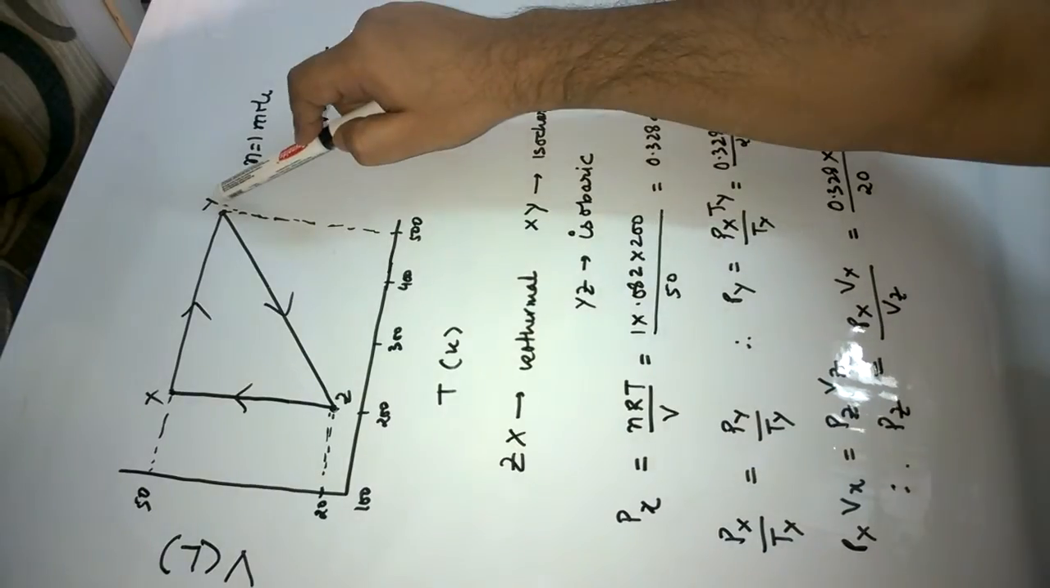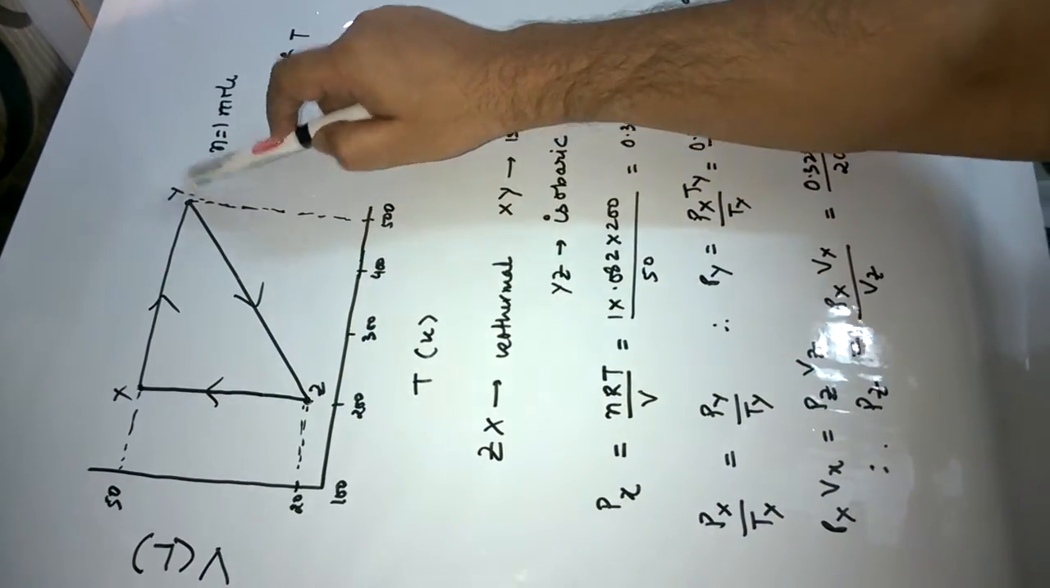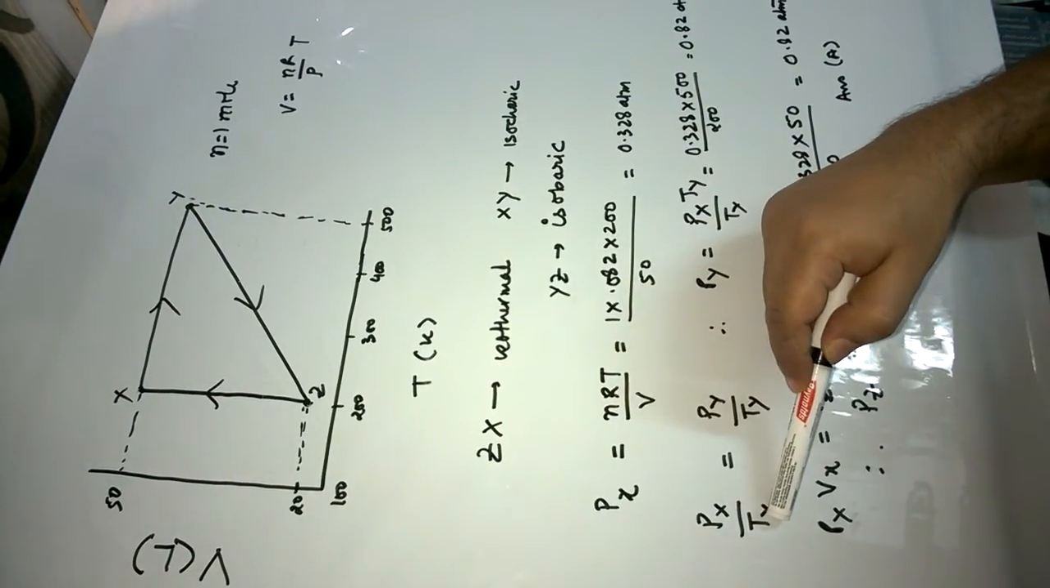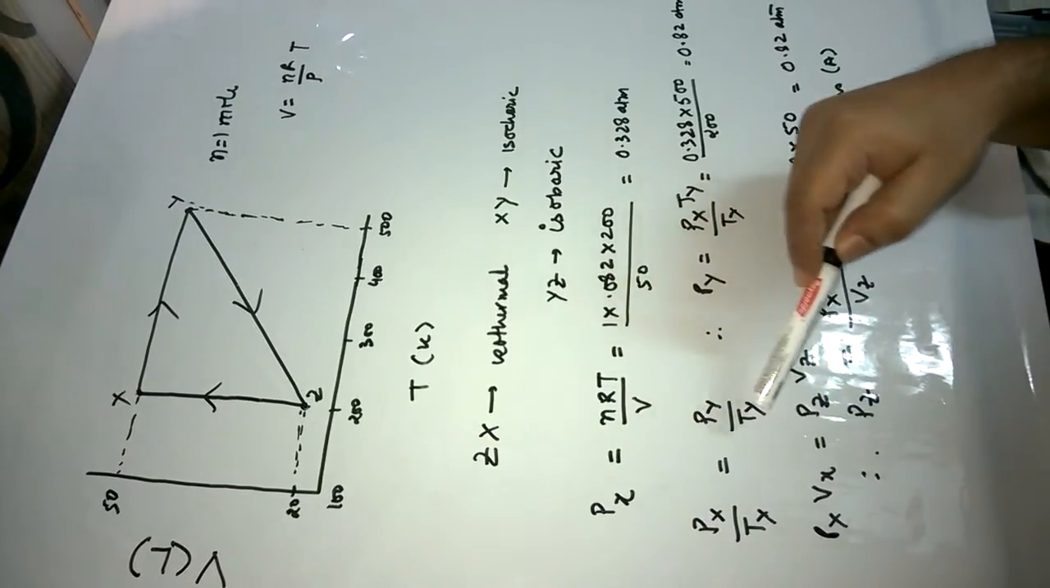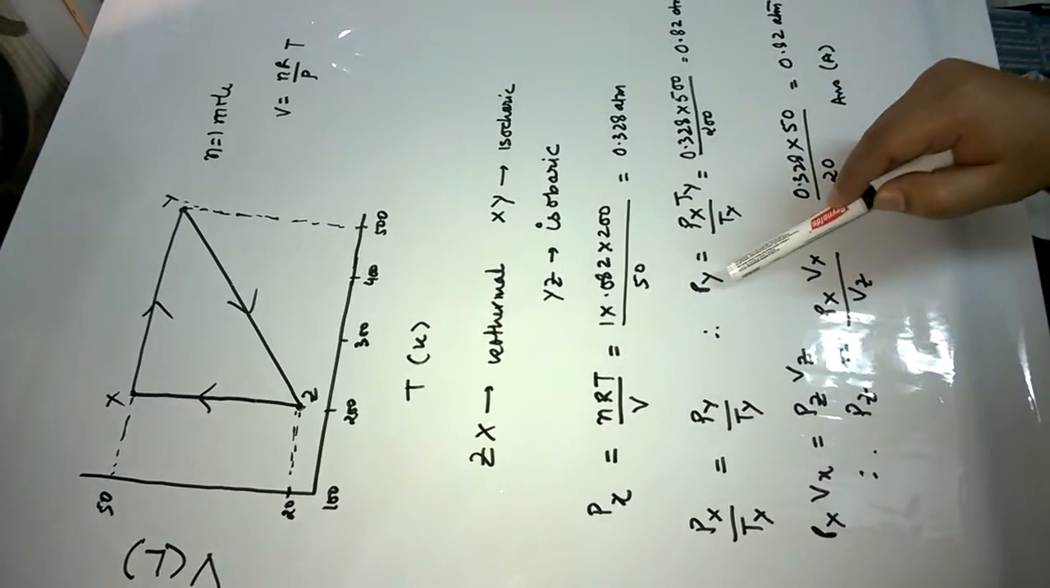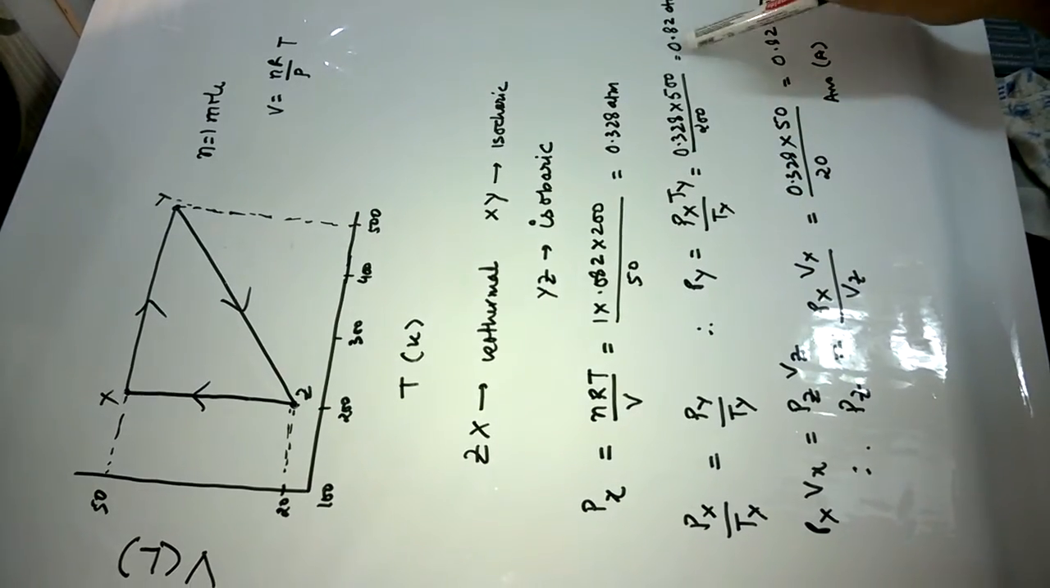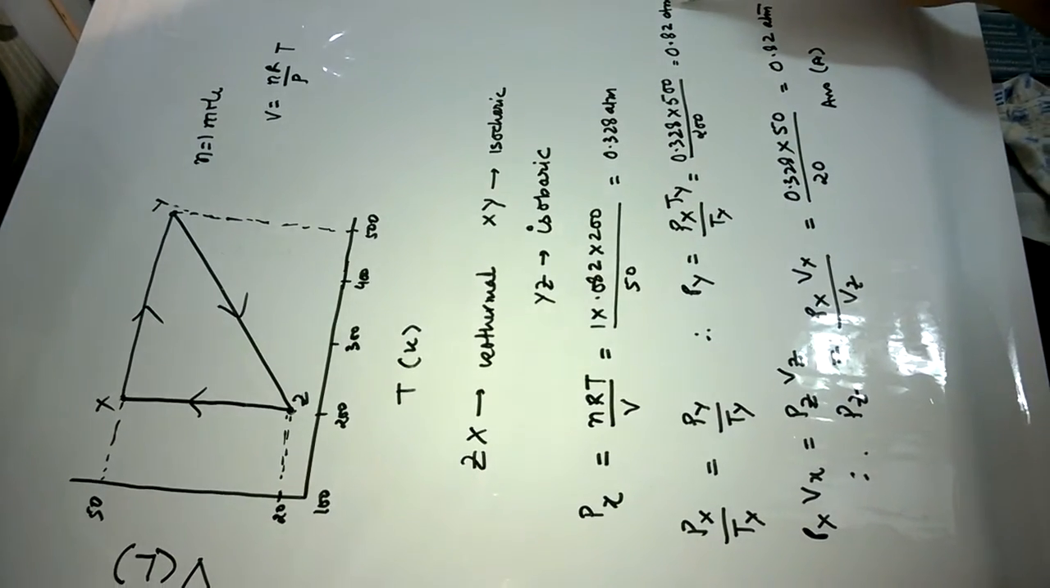Now for Y, we know that this is an isochoric process, therefore the ratio of pressure to temperature for X and Y will be the same. Px upon Tx is equal to Py upon Ty, or we can write Py is equal to this thing, which comes out to be 0.82 atm.